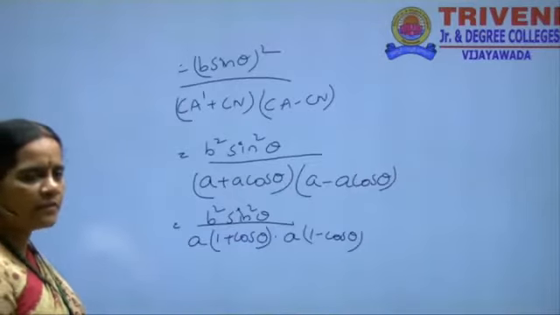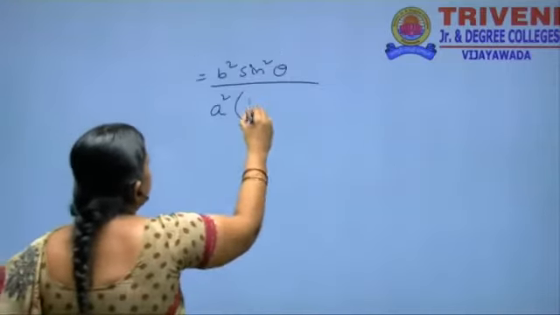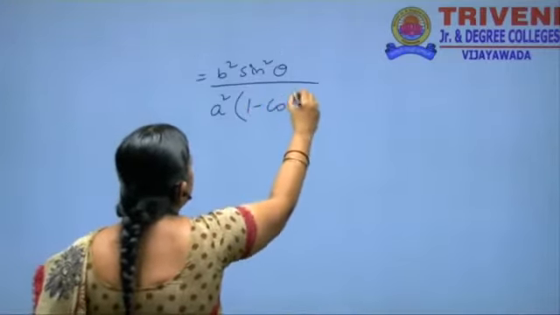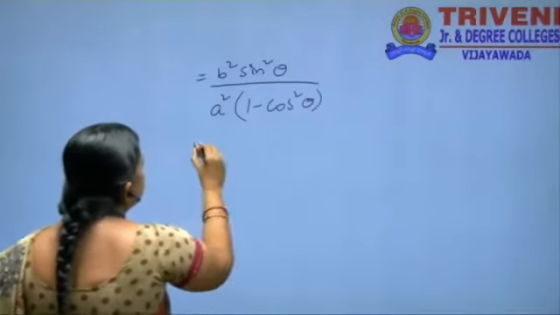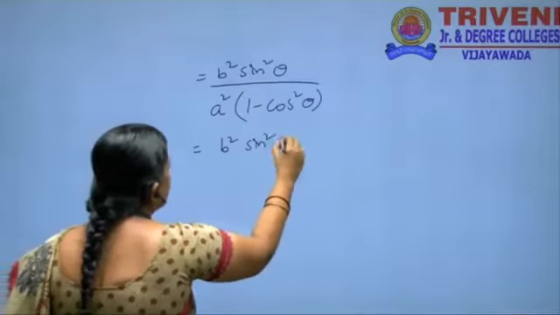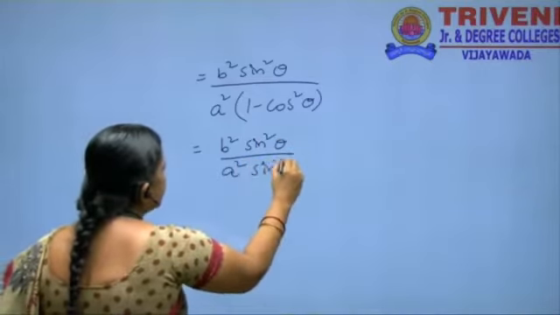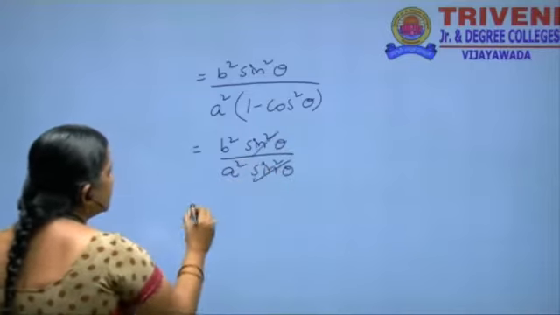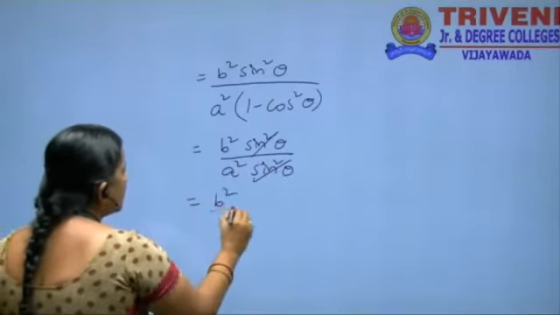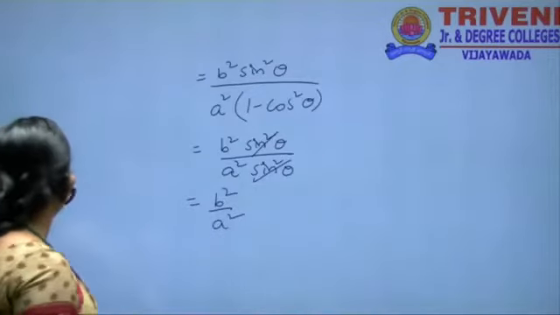Here also (a plus b)(a minus b) is a squared minus b squared, so this is 1 minus cos squared theta. That is equal to b squared sin squared theta by a squared sin squared theta, which is equal to b squared by a squared.